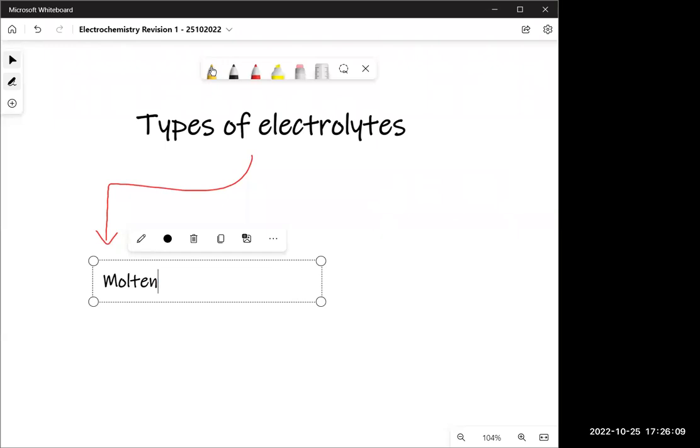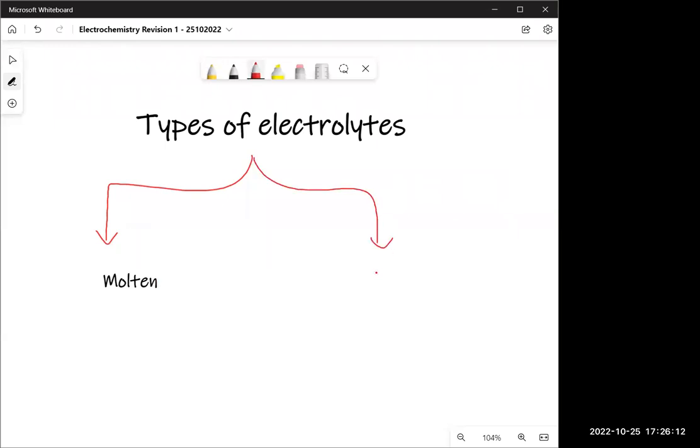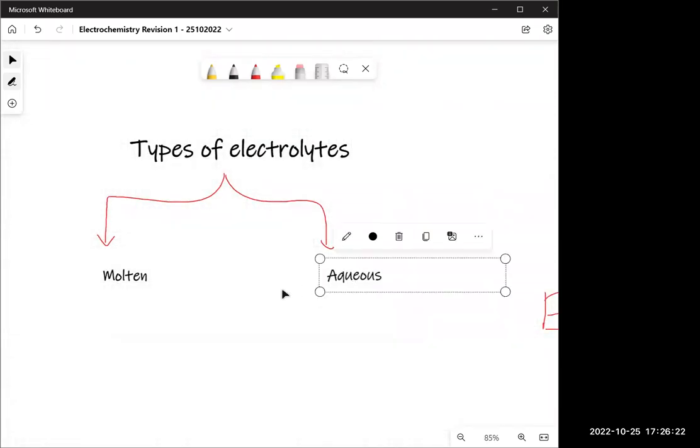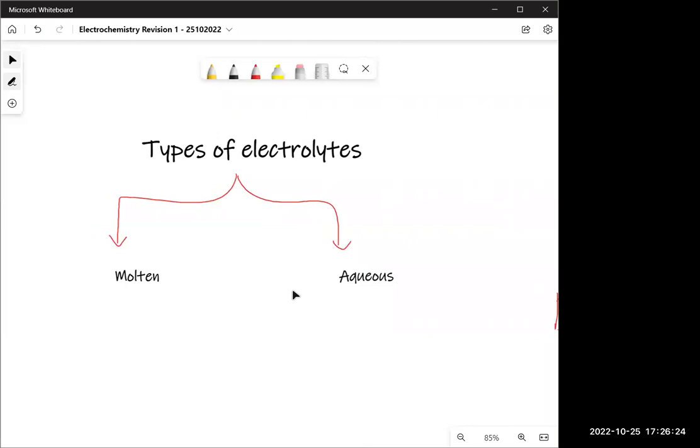The other one is aqueous. The third one is not really in your syllabus. So this is all you need to know, molten and aqueous. The third type is quite different. It is in A levels. Now, both of these are ionic, by the way. So all electrolytes are ionic. They're molten ionic or aqueous ionic. Is that clear?